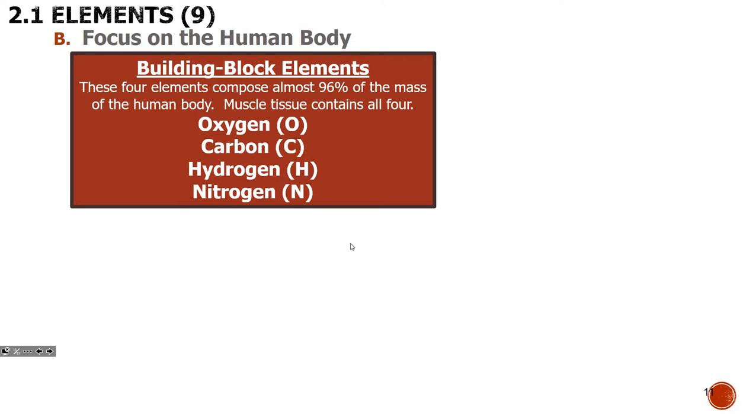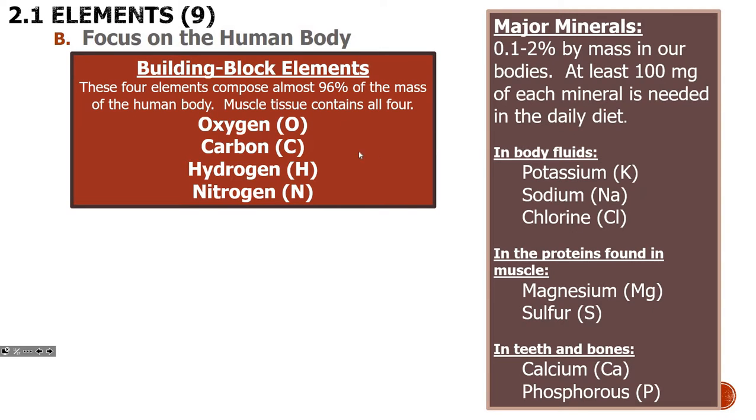So as we focus on the human body, our building blocks are, like I said, CHON, an easy way to remember it, or OCHN, however you want to remember it. That's what makes up 96% of our body mass. And then our major minerals in body fluids are potassium, sodium, and chlorine. So if we're low on those, we're going to have problems. The ones that are found in the muscle are magnesium and sulfur. And the ones that are found in teeth and bones are calcium and phosphorus.